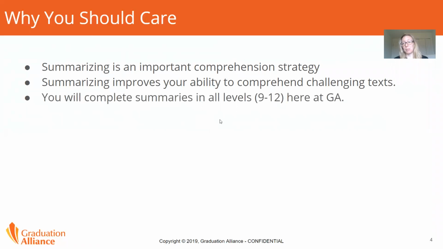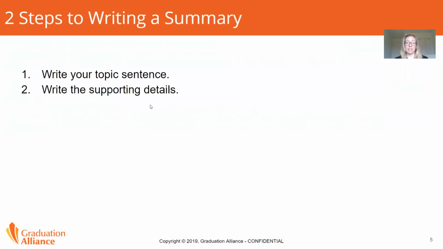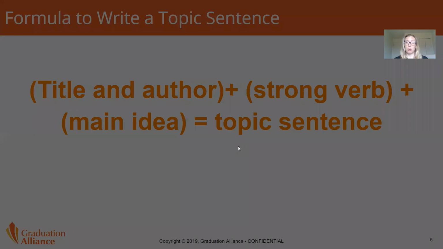Also, it's directly applicable to you because you'll be writing a summary in all English courses at Graduation Alliance. It's a Common Core standard, and then also you're probably writing summaries in your social studies classes and classes outside of your English class. There are two simple steps to writing a summary. One, write your topic sentence, and two, write the supporting details.